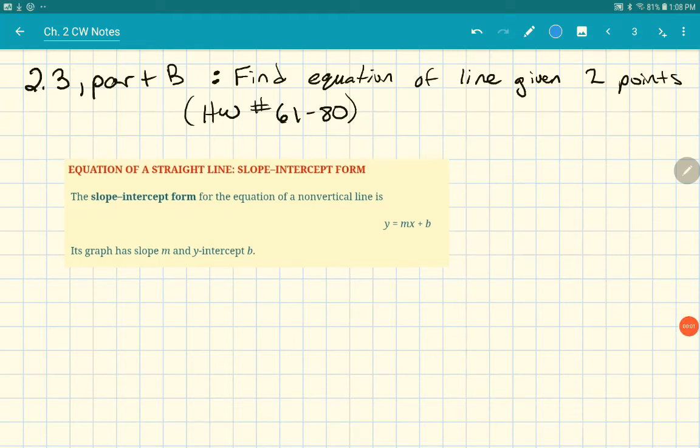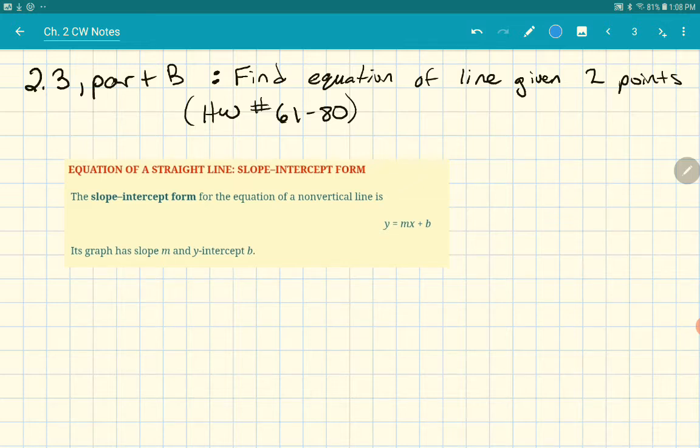All right, in part B of section 2.3, we're looking at how to find an equation of a line given 2 points. This corresponds to your homework problems from section 61 to 80. We're going to use slope-intercept form. This is the most common way to express the equation of a line.